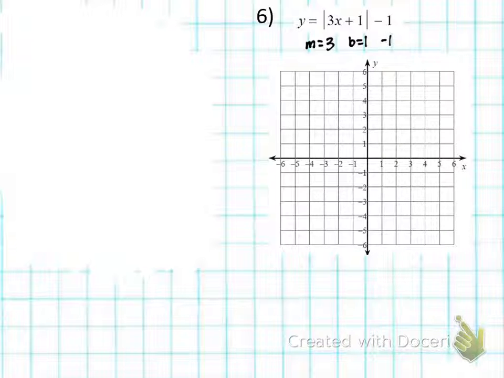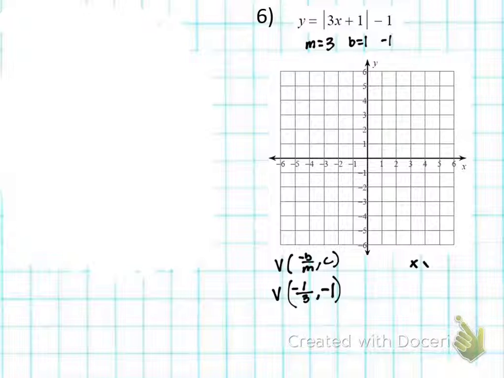Okay, so our vertex is going to be negative B over M, C. So we got negative 1 over 3, and our C is negative 1. I can't really simplify this anymore, so that is our vertex, okay? Now we have a bit of a harder problem, right? This is like number 2. You have a fraction, right? So you need to be careful that you're not assuming it's symmetrical.